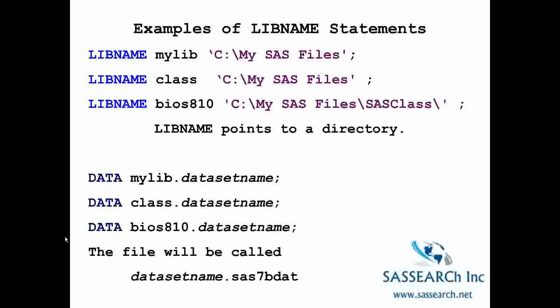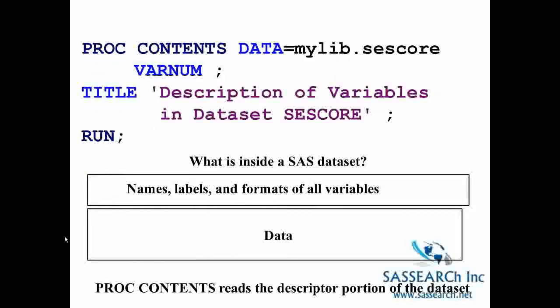So if a researcher gives me a dataset and it has that extension, I know that I have a SAS dataset. Usually the first thing I do when I'm given a permanent SAS dataset is I run a proc contents on the data. So here in this example, I'm doing proc contents data equals mylib.ses score. Again, we are looking for a SAS dataset by the name of SES score, and it's stored in the directory that's referenced by mylib.